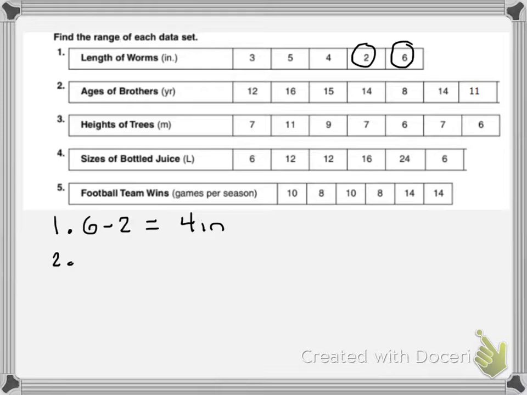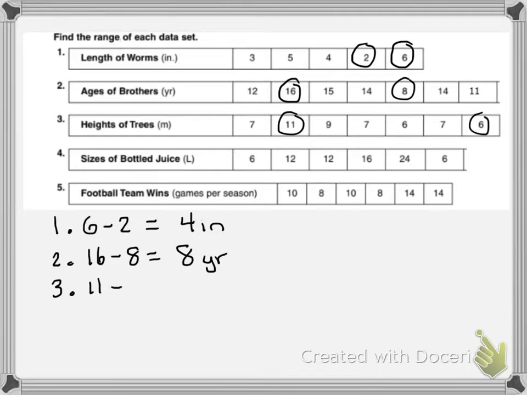Number 2, for our ages of brothers, the oldest brother is 16 years old. That's the highest value. The youngest brother is 8 years old. So we're going to subtract the highest minus the lowest. That gives us 8 years for the range. Number 3, the height of our trees. The highest or tallest tree is 11, and the shortest tree is 6. So the range is 5 meters between the height of the trees.